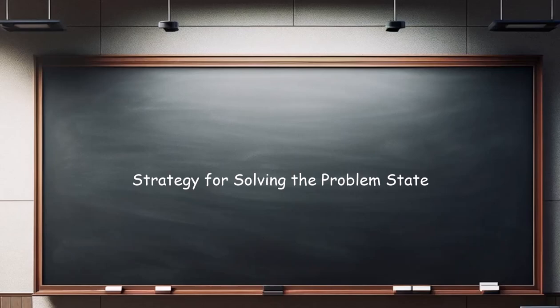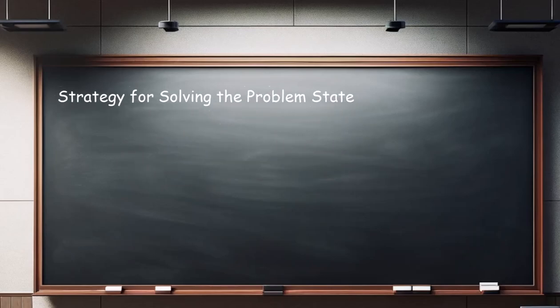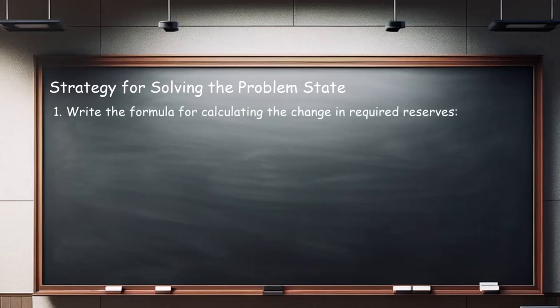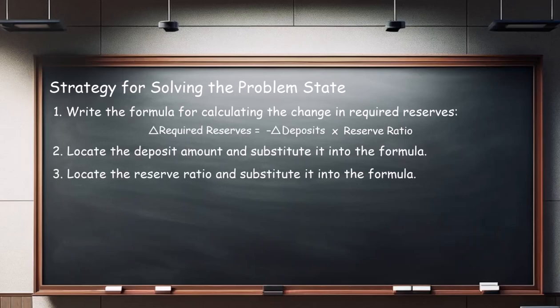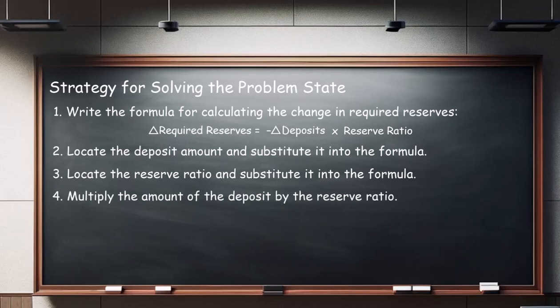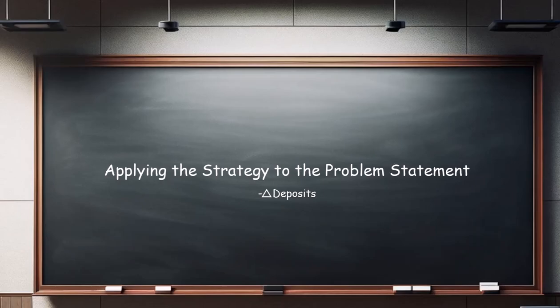Let's look at the strategy to find the change in bank's required reserves given a new deposit of funds into a bank with existing deposits and a reserve ratio set by the central bank. 1. Write the formula for calculating the required reserves. Change in required reserves equals minus change in deposits times reserve ratio. 2. From the problem statement, locate the change in deposit amount and substitute it into the formula. 3. From the problem statement, locate the reserve ratio and substitute it into the formula. 4. Multiply the amount of the deposit by the reserve ratio. Now, let's apply the strategy to the problem statement.